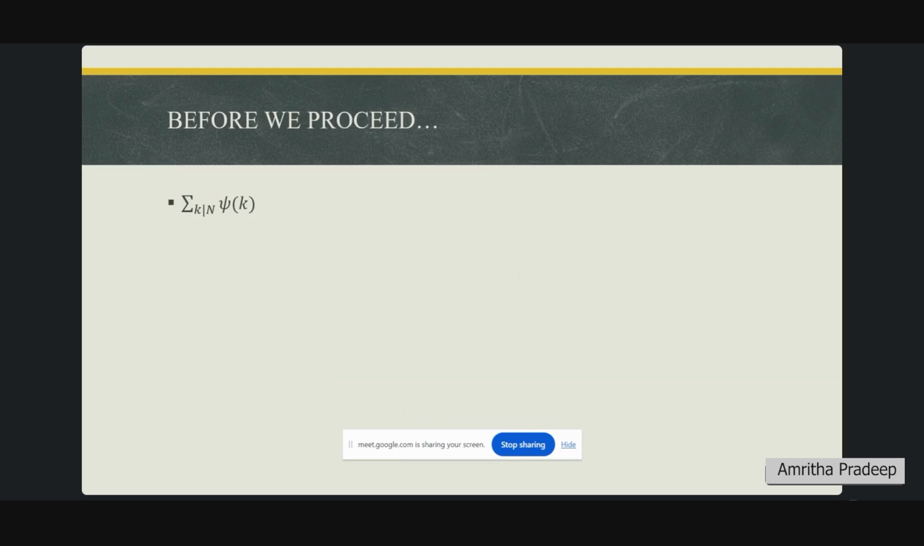So what does this notation say? Right. So for example, if n is the number, then the divisors of n are say k1, k2, and so on up to kn. Since we are considering only finite, we can say that n is a finite number. So we'll have a finite number of divisors. So this notation simply says that it is psi of k1 plus psi of k2 and so on up to psi of kn. I hope it is clear.